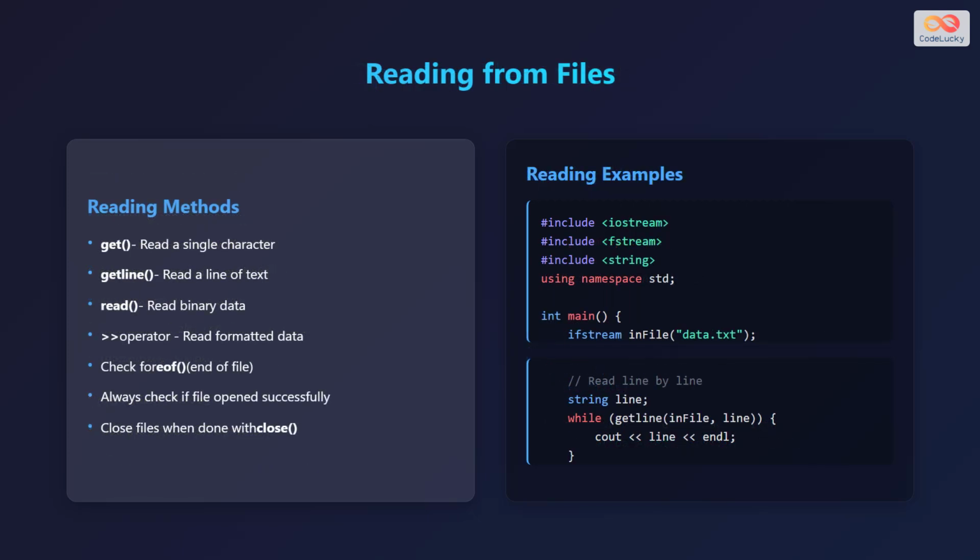Once a file is open, you can read its contents using various methods. First is the get function, which reads a single character. Next is the getline function, which reads a line of text. Then there is the read function, which reads binary data. Also there is the extraction operator, which reads formatted data. Also, you need to check for EOF, end of file, to avoid reading past the end of the file, and you must check if the file opens successfully before attempting to read it. And when you're done reading, you should always close files with the close function.